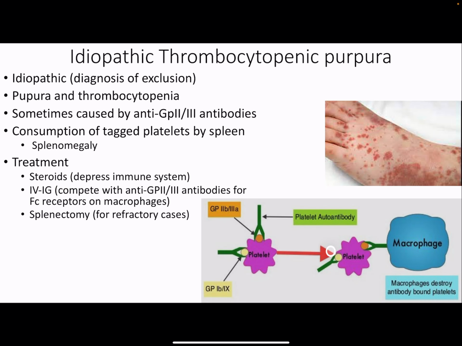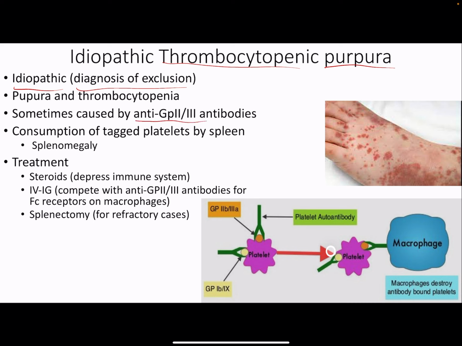Much more important is idiopathic thrombocytopenic purpura. So we mentioned in the very first intro to clotting that petechiae and purpura are specifically going to be superficial skin blood bleeds. We're going to see this in platelet disorders specifically. So this is idiopathic. So this is a diagnosis of exclusion for the most part. So it's thrombocytopenic, which just means you have a low platelet count.